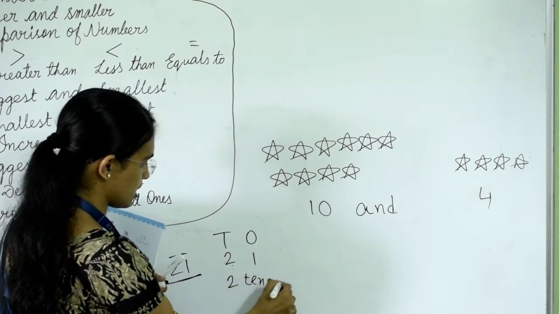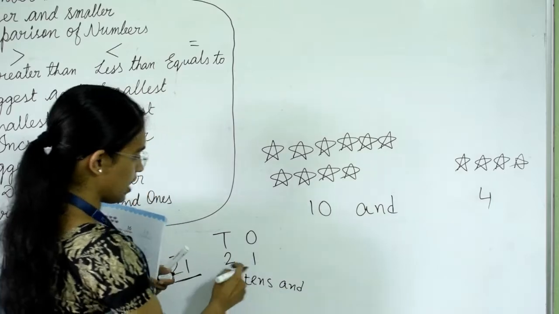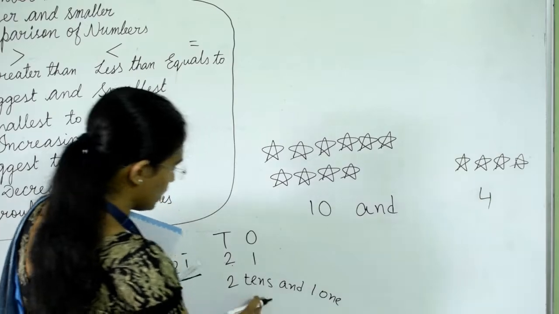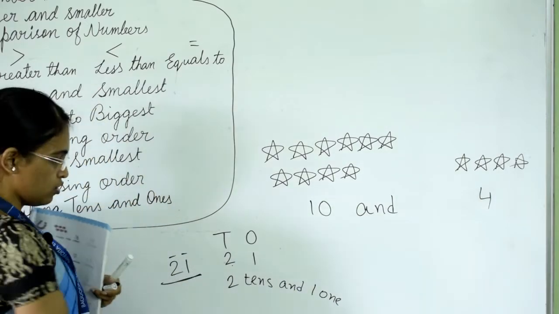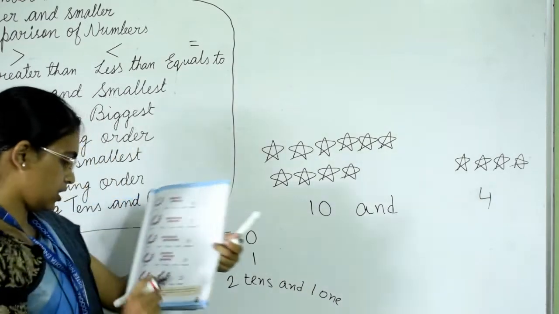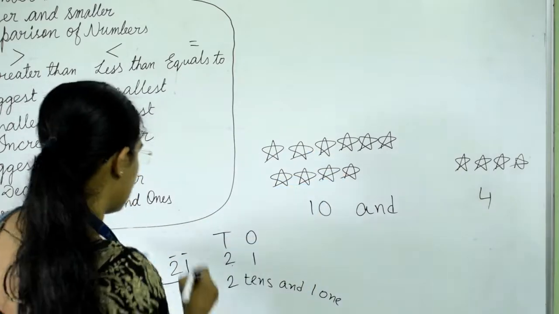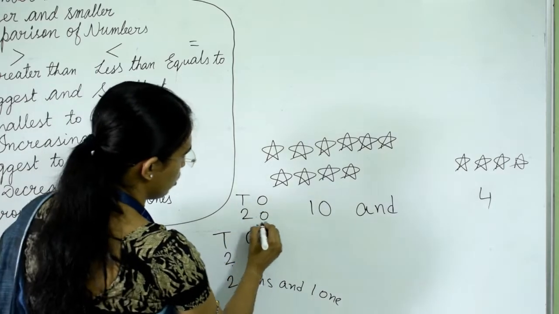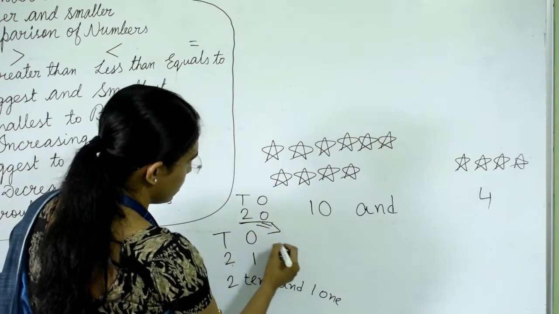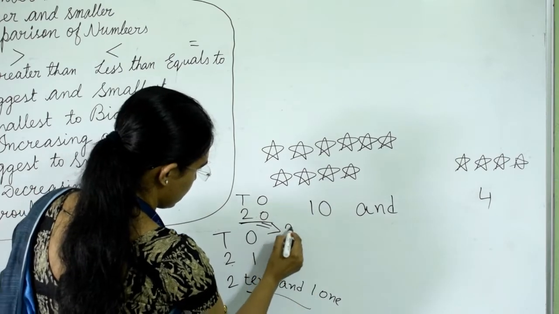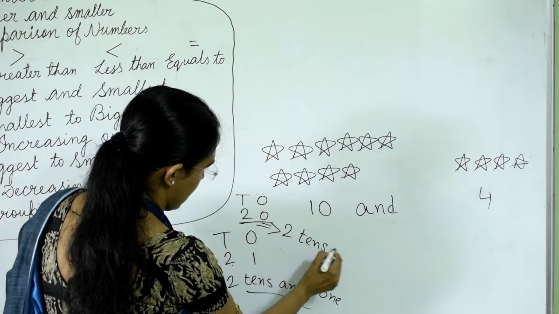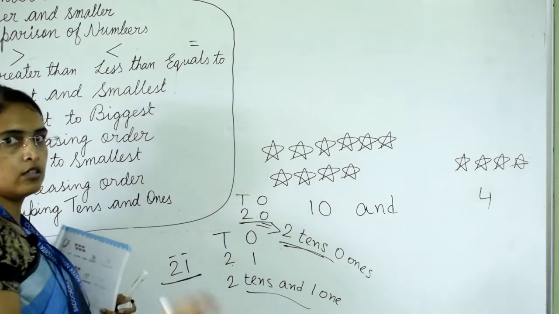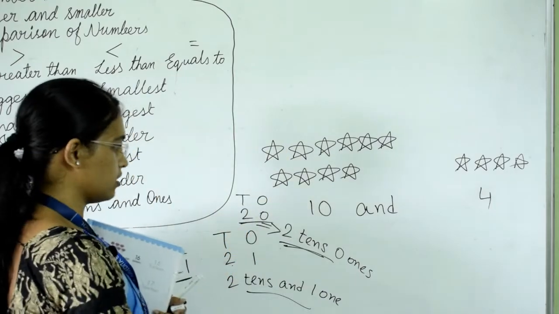And if you write it in expanded form, then what will be the answer? 2 tens and 1 one. Now in this question, what is there? 20. If you put 20 in tens and ones place and expand this number in this way, then what will be the answer? 2 tens and 0 ones. That means 2 tens means 10 plus 10. Okay.